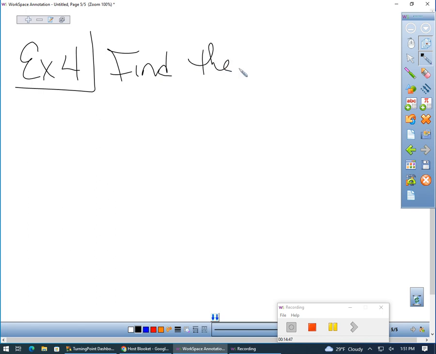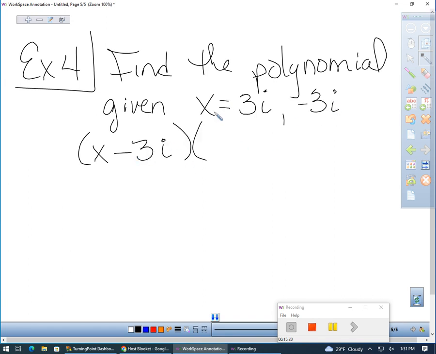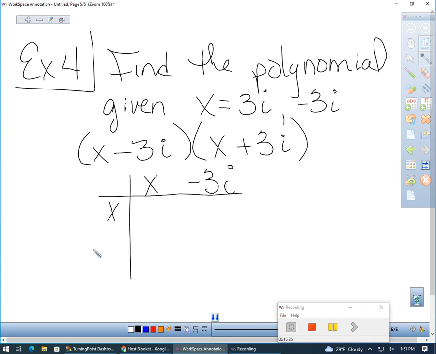Find the polynomial given x equals 3i. We're going to start with an easy one. So if you have a 0 or x equals 3i, that means x also has to equal negative 3i. So the first thing we do is we put them into factors. So we have x minus, if we move that over so it was a 0, x minus 3i. And if I move this one over, I'd have x plus 3i. All right, now we're going to multiply them together, which means we put this in the box. X minus 3i times x plus 3i.